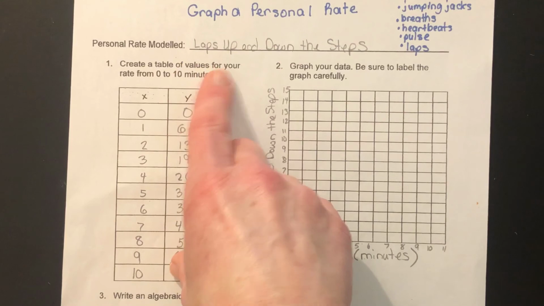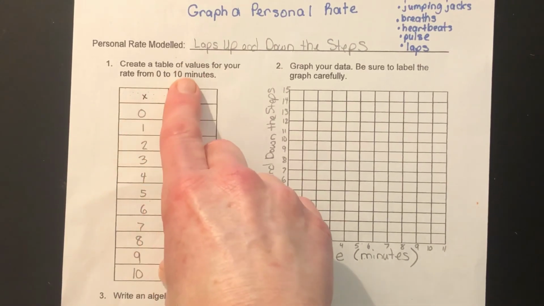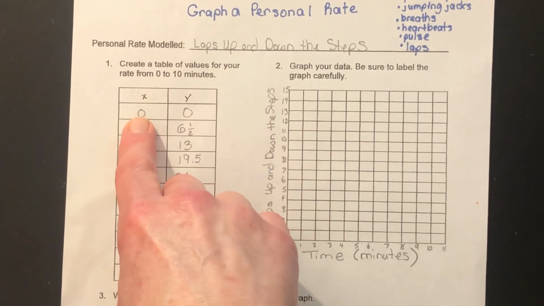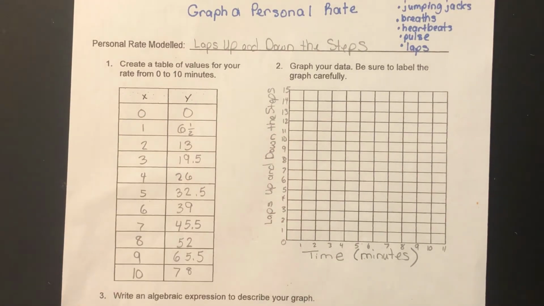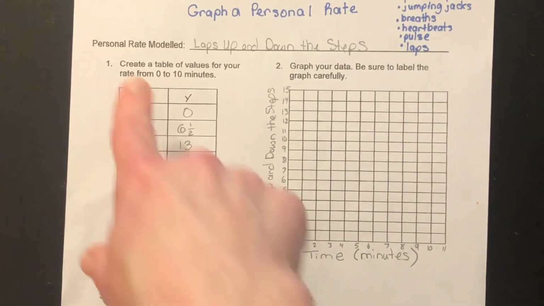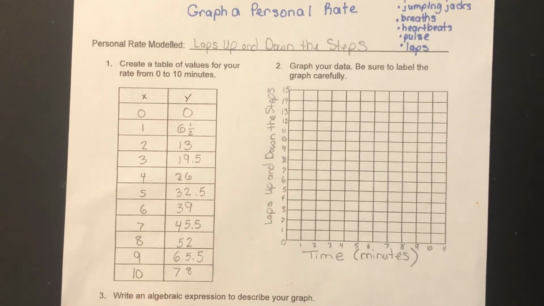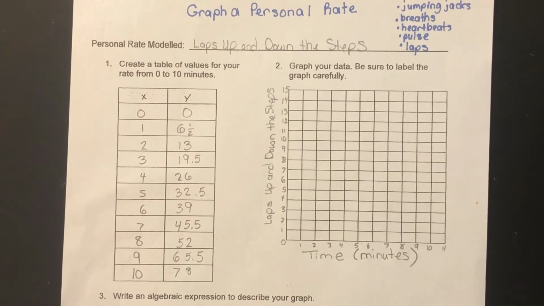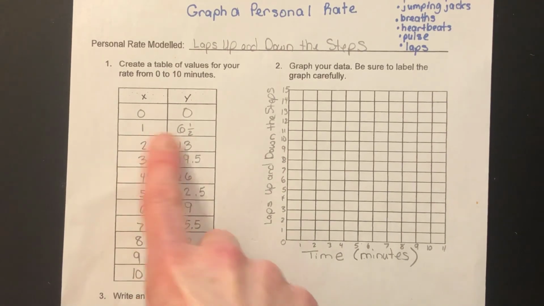Notice the directions say values from 0 to 10 minutes. That should be a 0. The first time I did this, I went 1 to 11, and then I read the directions and realized, oh, 0 to 10. So I redid it. Make sure you do it right the first time so you don't have to redo it like I did. Anyhow, so I did exactly 6.5 trips in 1 minute.